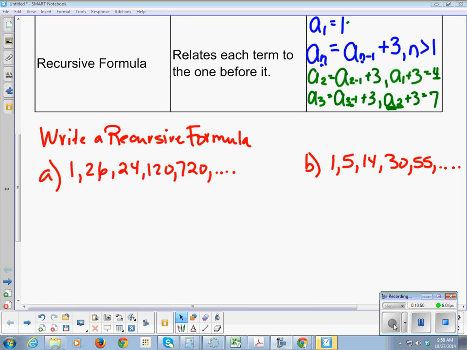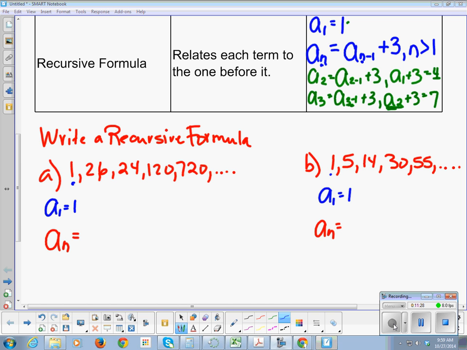Now the cool thing is, with a recursive formula, we can automatically identify the first term. The first term in this sequence is 1. So we have half of our recursive formula done. Yay! All right, so the second half is the hard part. We have to figure out how to get from one term to the next. So we've got to find the pattern.